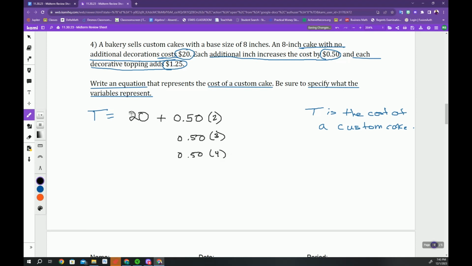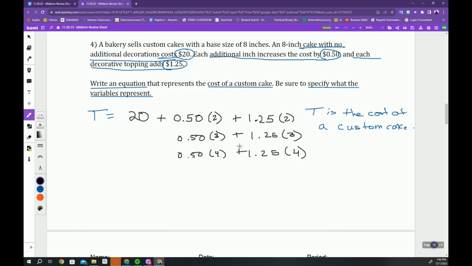Now, let's go back to our original. Let's say we have the base of $20. We have the 50 cents. And now I'm going to add a decorative topping that costs $1.25, just for one. But if I did 2, it would cost $1.25 times 2 toppings. If I did 3, 3 toppings. If I did 4, it would be times 4.